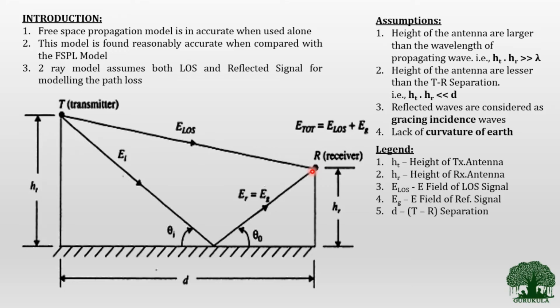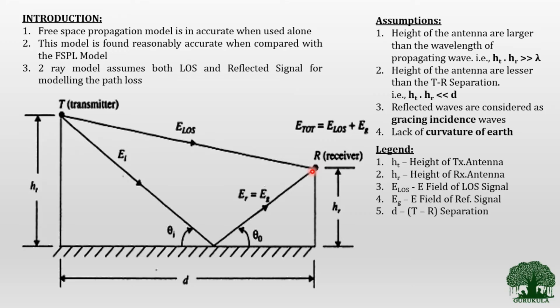Since we are going to use this model for finding the path loss for most mobile communication systems, the distance between the transmitting antenna and the receiving antenna will be quite large, in terms of kilometers, approximately 10 to 15 kilometers. So the heights of the transmitting antenna and receiving antenna should be much smaller than the distance between them. That is the second assumption we make.